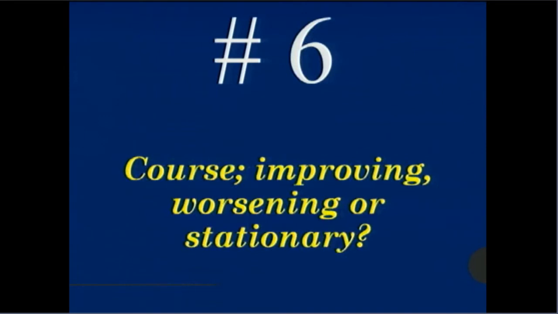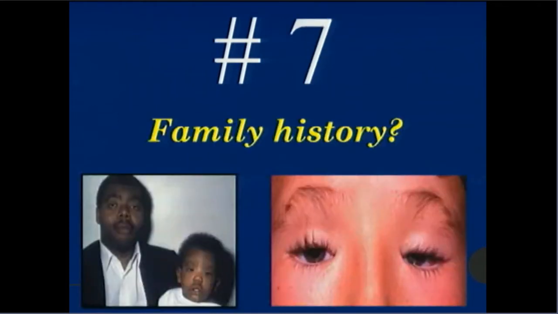The course, is it improving, worsening, or stationary? Simple congenital ptosis is stable. It does not improve nor get worse with time. So this is very important. Also, family history is important in some cases like blepharoptosis syndrome.